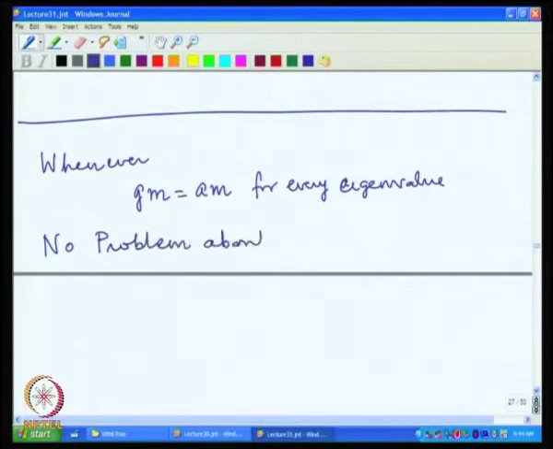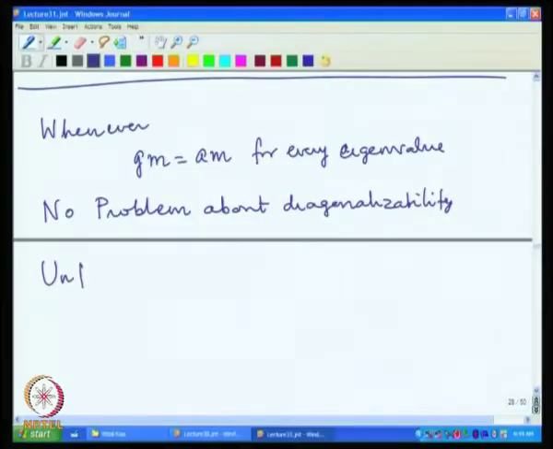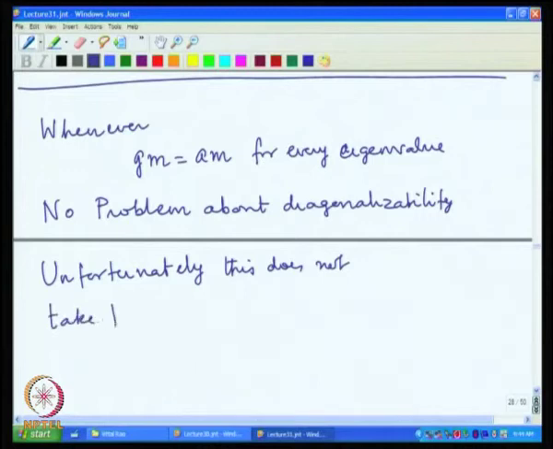about diagonalizability. But unfortunately, it is not always the case. Unfortunately, this does not take place always. That is, there are matrices for which Gm will not be equal to Am. For example, let us look at a simple example.